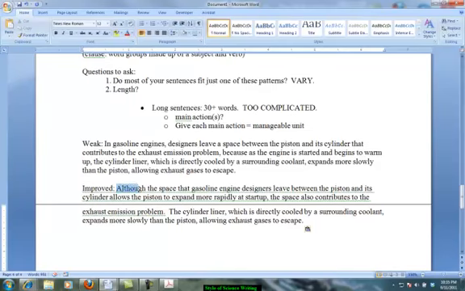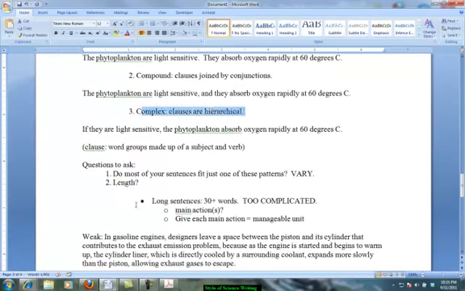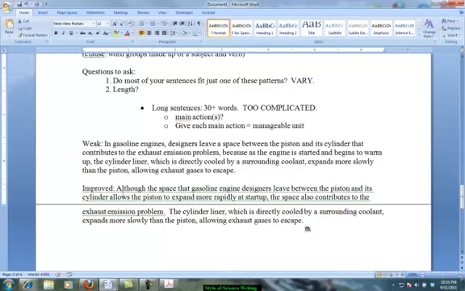So we've taken this long sentence and we're already using a complex sentence structure to emphasize the hierarchical relationship between the material. Although the space that gasoline engine designers leave between the piston and its cylinder allows the piston to expand more rapidly at startup, the space also contributes to the exhaust emission problem. Well, it's 32 words, so it's better. Okay, it's not the best, but it is improved. The cylinder liner, which is directly cooled by its surrounding coolant, expands more slowly than the piston, allowing exhaust gases to escape.